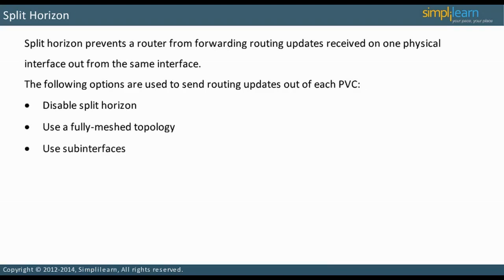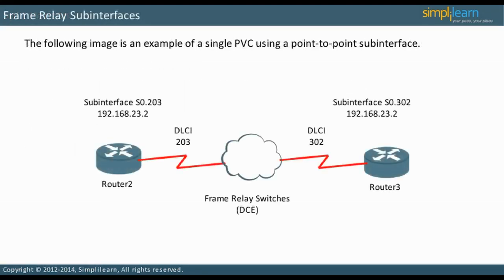Let us see how to configure sub-interfaces for frame relay. The image shows an example of a single PVC using a point-to-point sub-interface. The sub-interface addresses are in the same subnet. The DLCI numbers are arbitrary. Here, they are chosen to indicate the source router and the target router. For example, DLCI 203 is configured on router 2 and sends traffic to router 3. The sub-interface numbers match the DLCIs. This is convenient for this topology, but it is not normally possible because service providers determine the DLCIs.